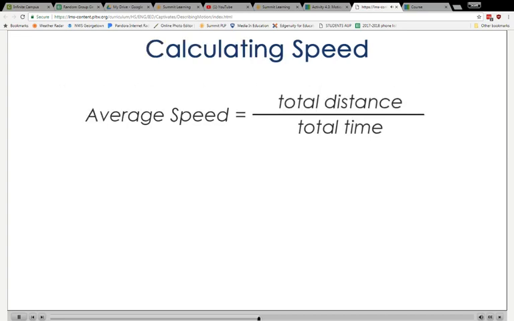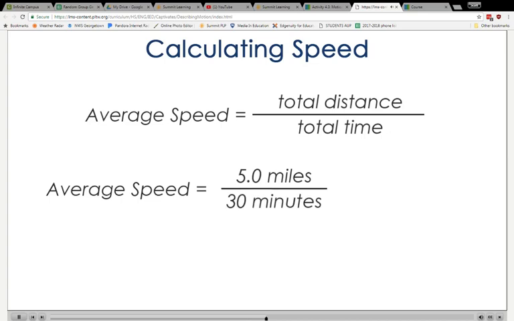Let's assume that a bike rider rode from your house to the cupcake shop in 30 minutes. The total distance from your house to the cupcake shop is 5 miles. The total time for the ride is 30 minutes. If we performed this calculation, we would end up with 0.16 miles per minute.